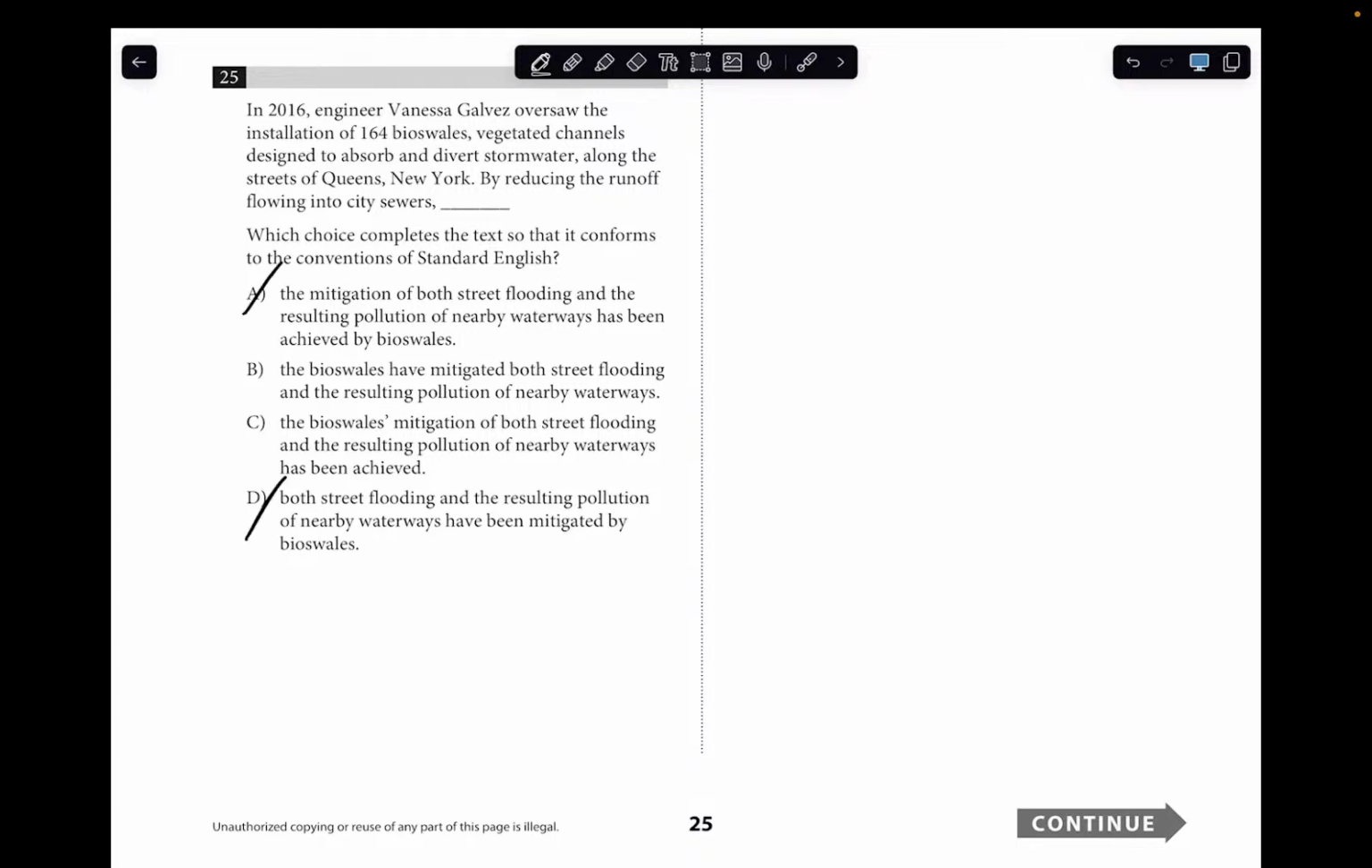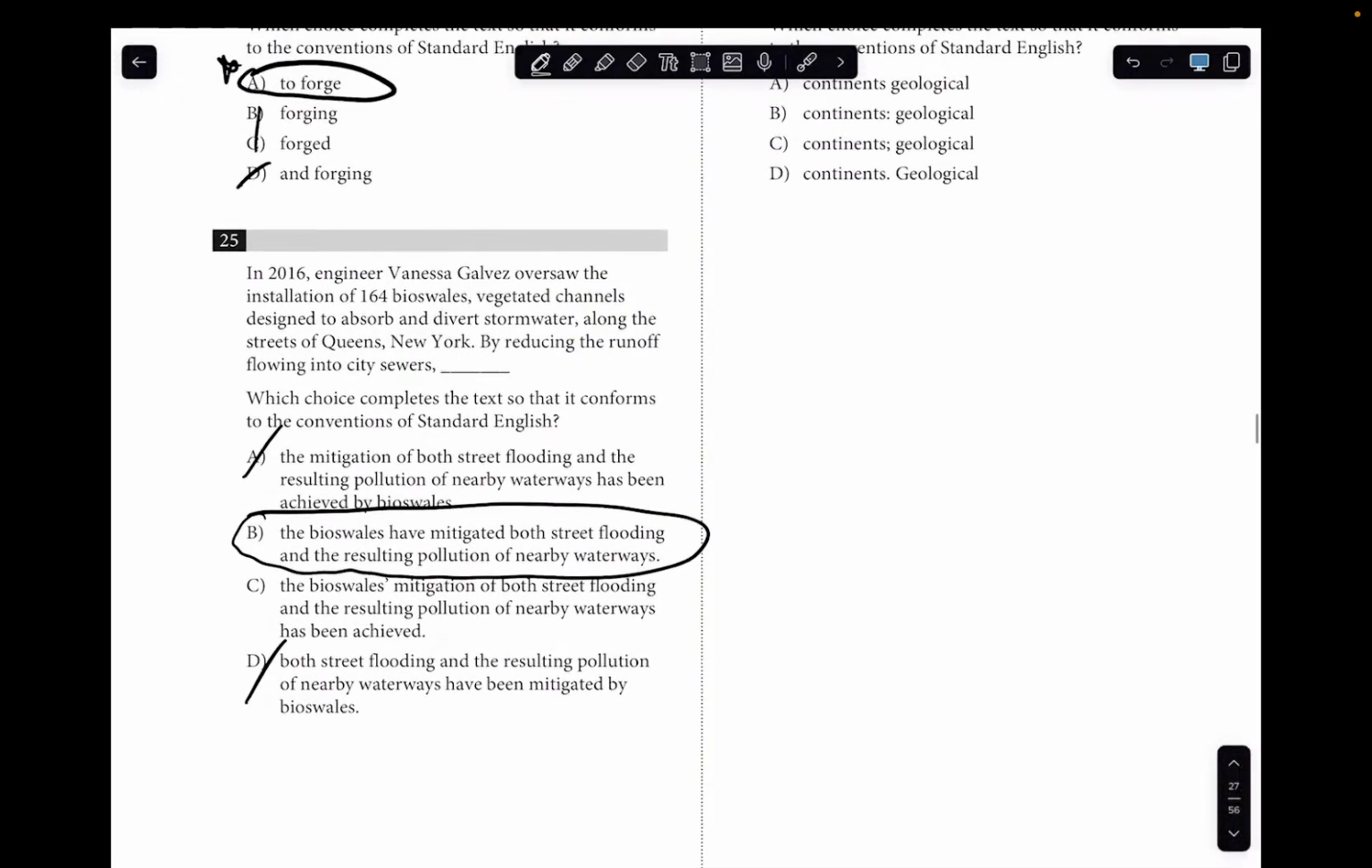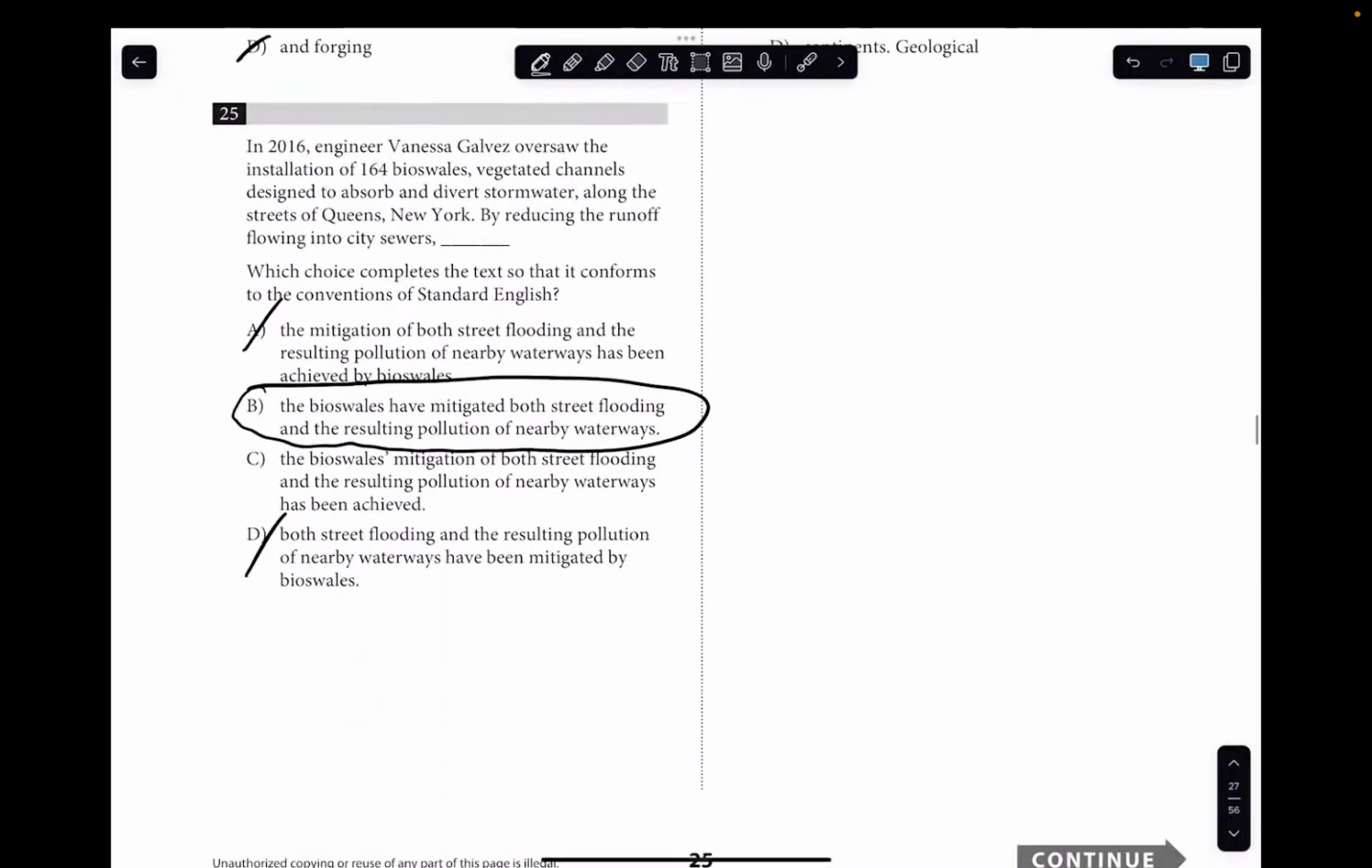So in choosing between B and C, just reading them, the bioswales have mitigated both street flooding and the resulting pollution of nearby waterways. Or the bioswales' mitigation of both street flooding and the resulting pollution of nearby waterways has been achieved. I think B is the more grammatically correct version of that sentence, just because it directly continues what the bioswales have mitigated. They've mitigated street flooding and they've reduced the resulting pollution.